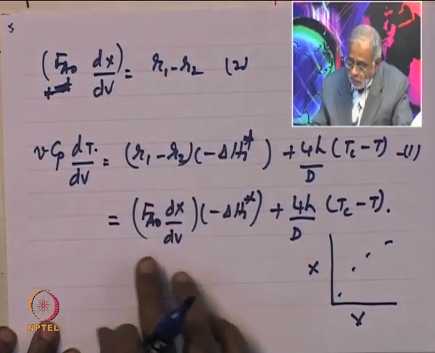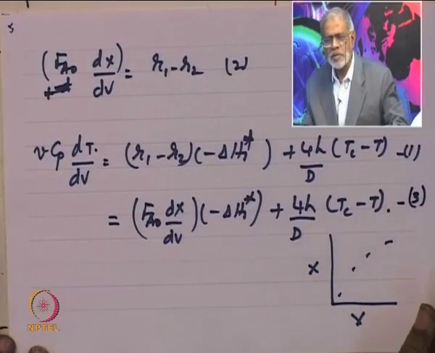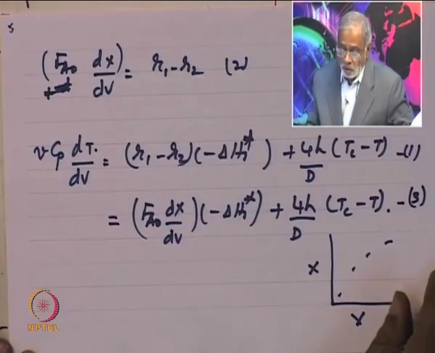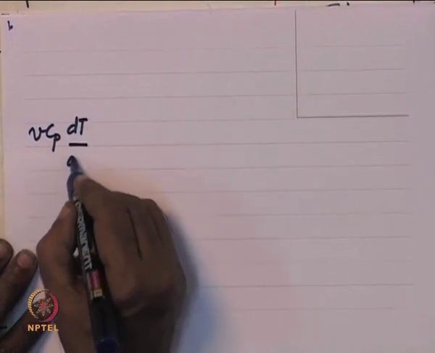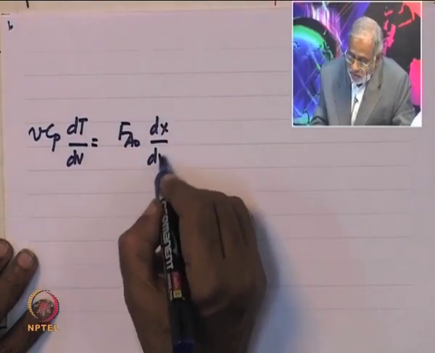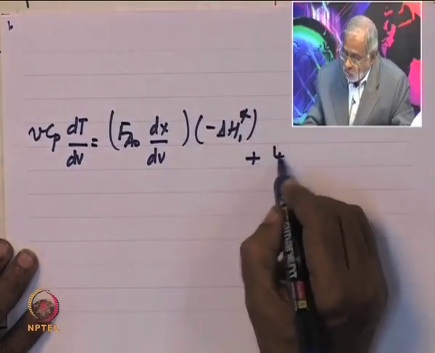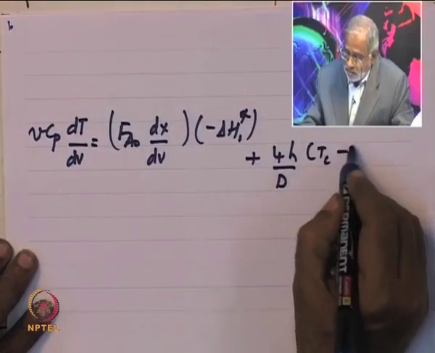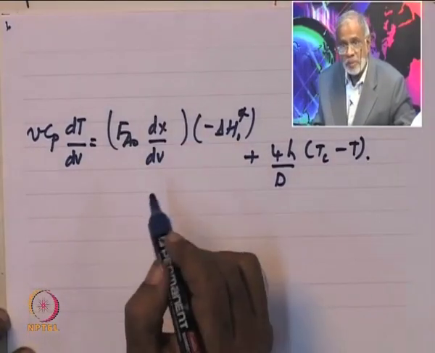Okay. So, if you look at this equation, I have called this equation 3. There are a number of things you can do with this equation. Let me just rewrite this once again, for the sake of explaining: equal to F A0 dx/dV multiplied by minus delta H1 star, plus 4H by dT c minus T. Now, this term dx we are able to measure experimentally.